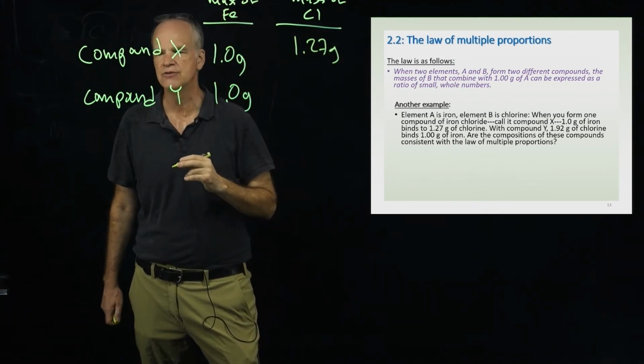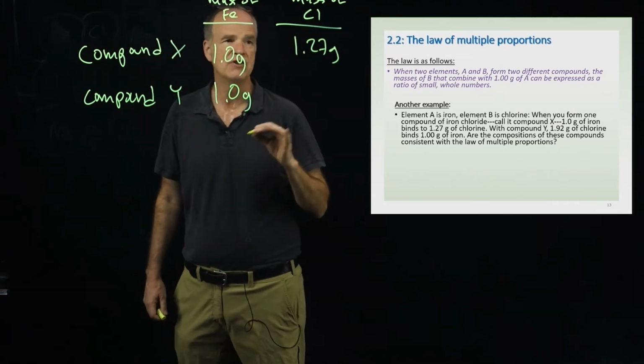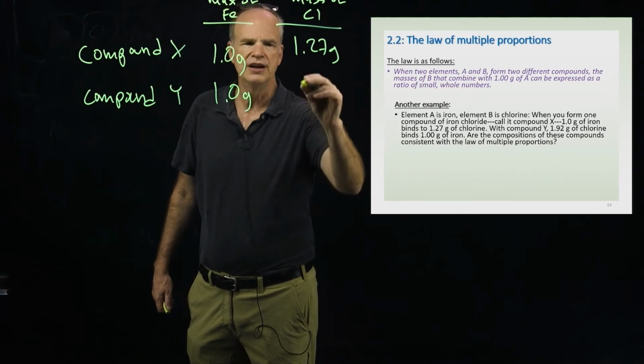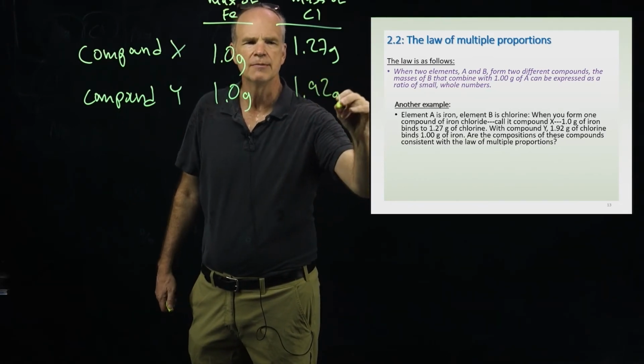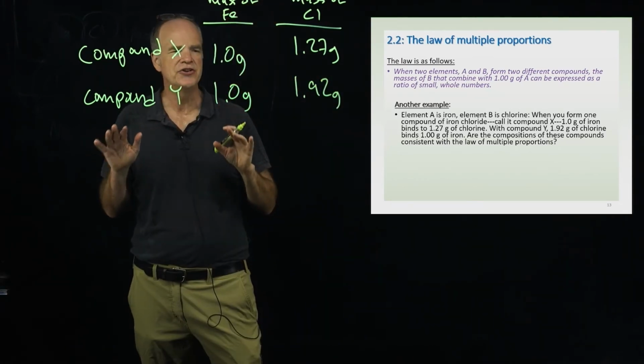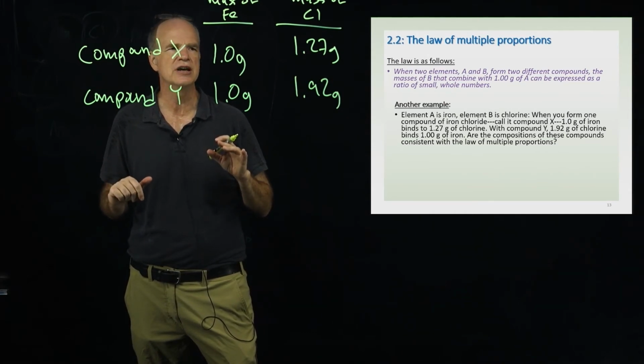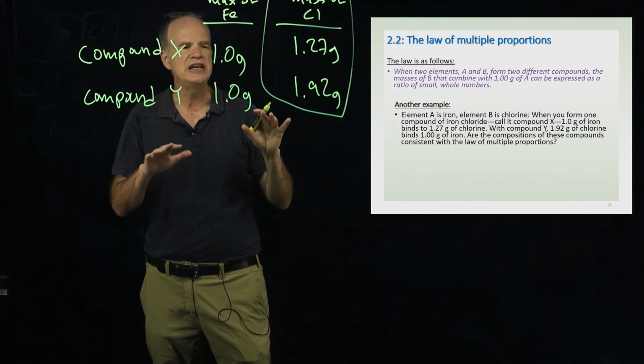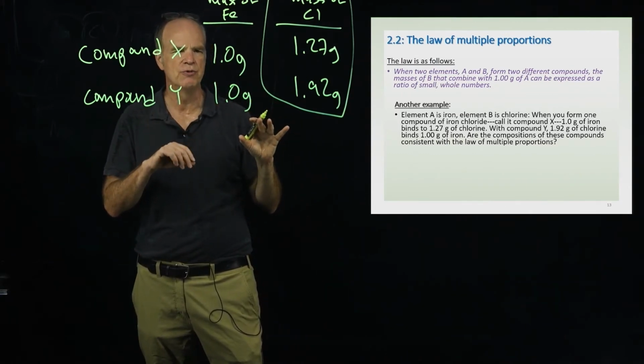And for compound Y, a different compound, we have a different amount of chlorine bound to the iron. It is 1.92 grams. And so the question is, is this data consistent with the law of multiple proportions? Okay, so what we're going to do is look at the masses of chlorine and see if these are integral values of one another.